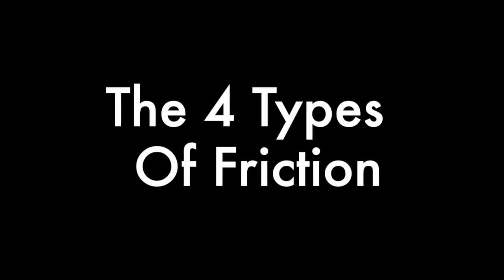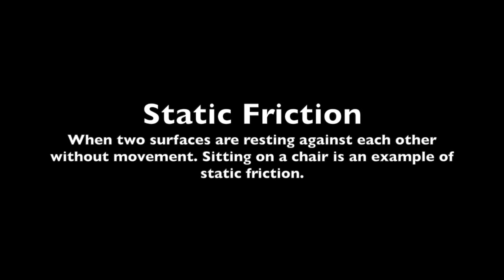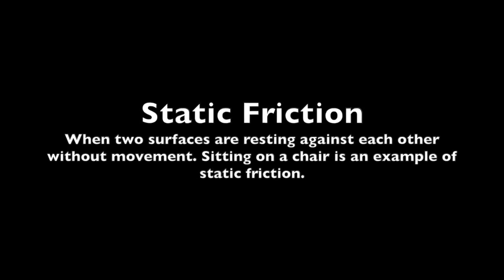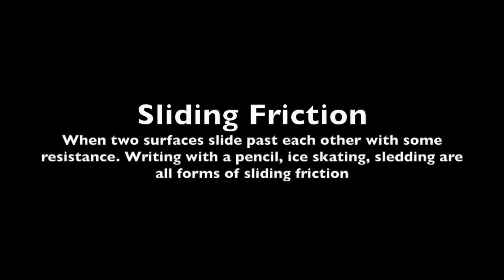The 4 types of friction. Type number 1, static friction, when 2 surfaces are resting against each other without movement. Sitting in a chair is an example of static friction.